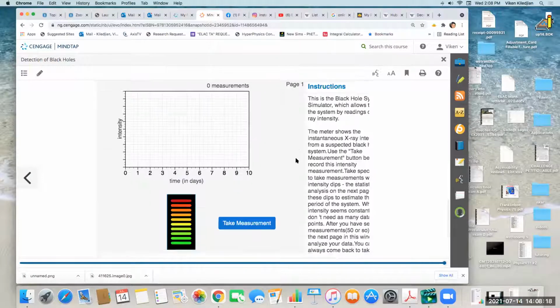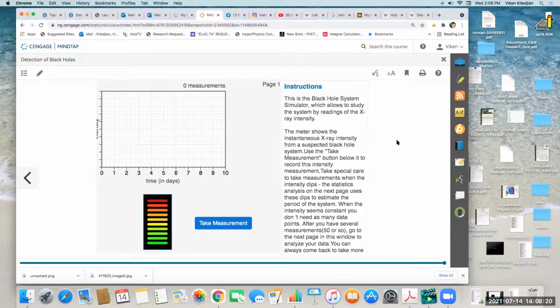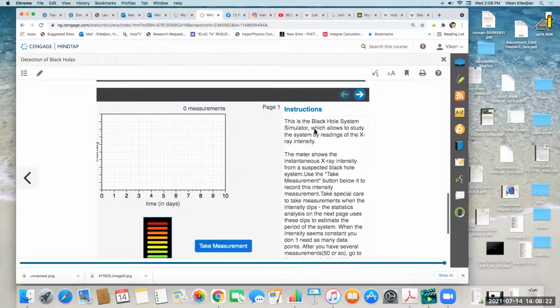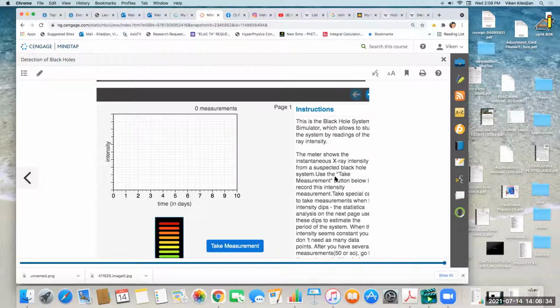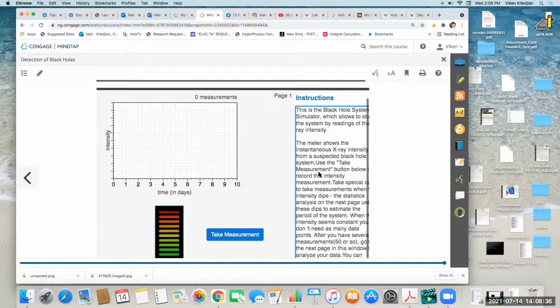You see? So this is the black hole system simulator, which allows you to study the system by readings of the X-ray intensity. The meter shows the instantaneous X-ray intensity from a suspected black hole system. So now, let me just minimize it a bit.